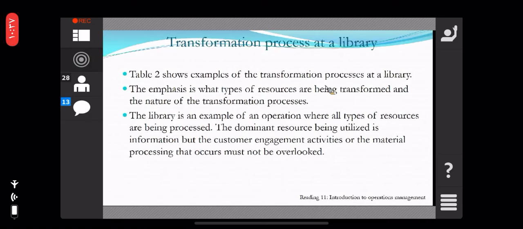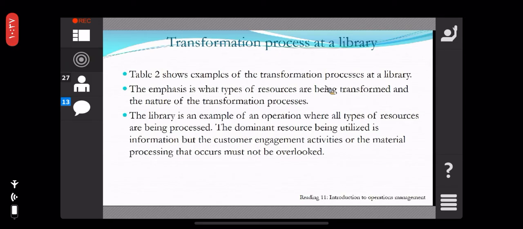Transformation process at a library, and this is a small discussion about table 2, that is for the library. Table 2 shows examples of transformation processes at a library. The first one was the bakery, the second one is the library. The emphasis is on what types of resources are being transformed and the nature of the transformation process. Okay, this is basically the message.